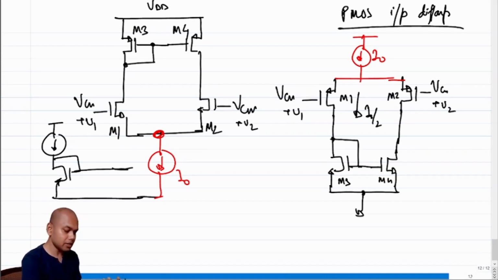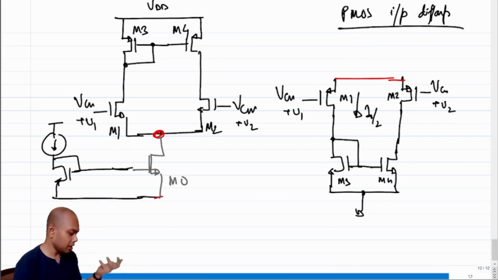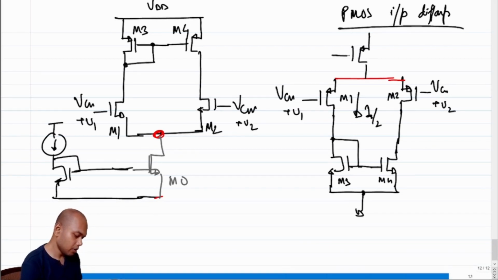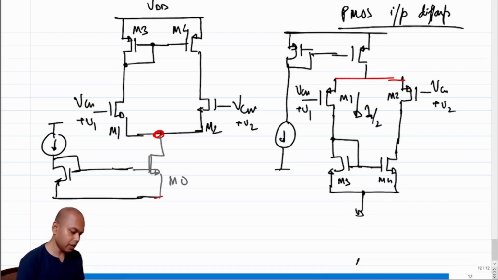Now if we have to replace this I0, what can I do? We go back to the transistor level equivalent. This is M0. If you have to replace that I0, we replace this with a current mirror, a PMOS current mirror, which we have done multiple times before. So this is a known circuit. So this becomes a PMOS equivalent differential amplifier, right?